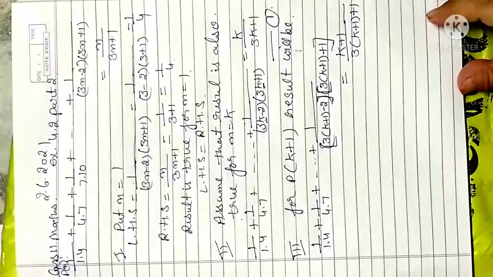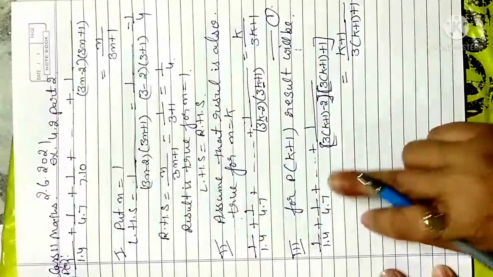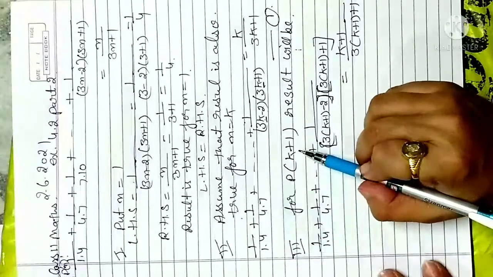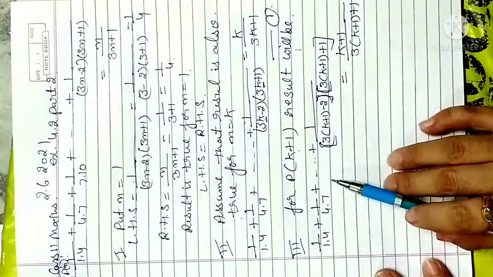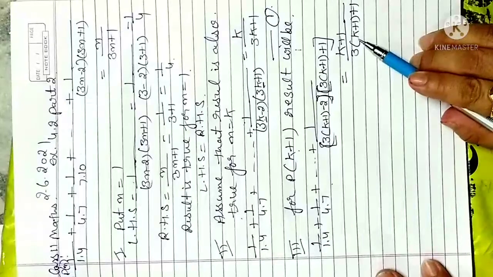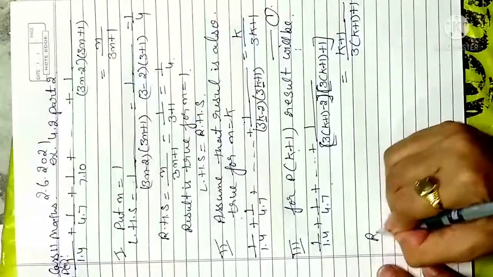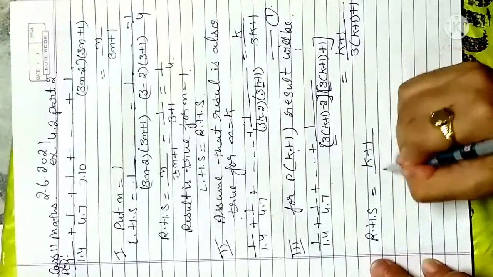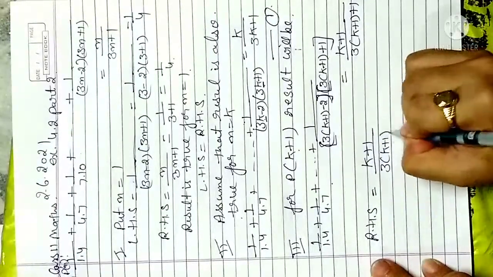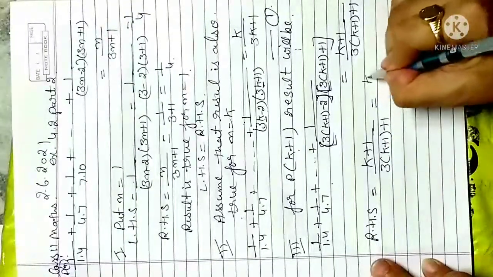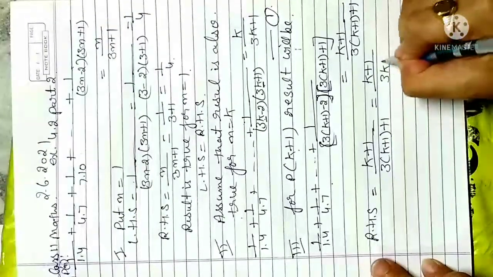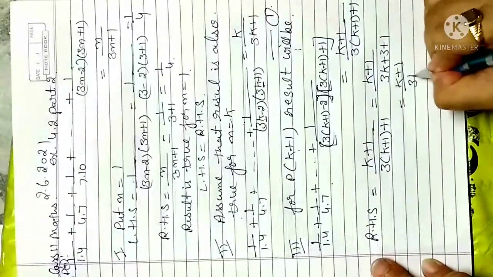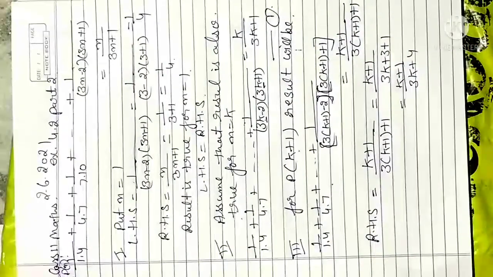Now we check first my right hand side, because if I want to prove this proposition is true, we have to prove that the left side must be equal to the right side. So first I will pick the right hand side. My expression will be k plus 1 by 3(k plus 1) plus 1. Now I open this: k plus 1 by 3k plus 3 plus 1. So that means k plus 1 by 3k plus 4. This is my right hand side.